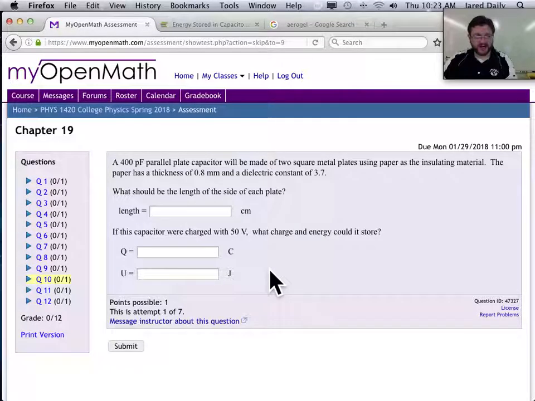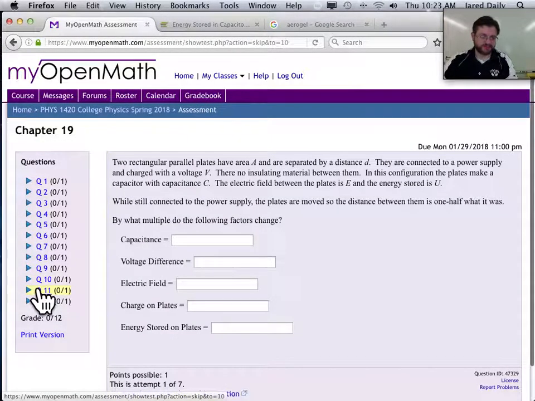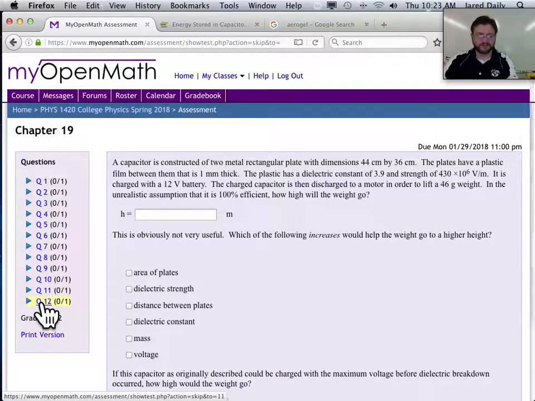Here's just calculating stuff with capacitance definitions. Same thing here. And same thing here.